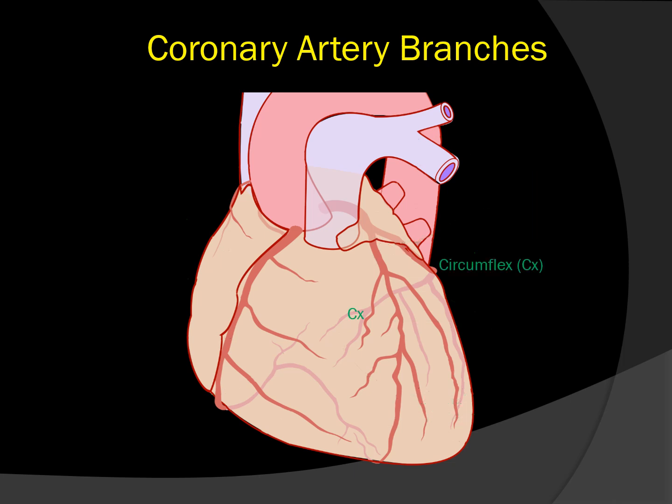The left circumflex artery is the second of the two main branches off the left main coronary artery. This artery runs down the interatrial groove laterally and wraps posteriorly as shown here. The circumflex artery gives off marginal branches as shown here. These can be labeled M1 and M2.